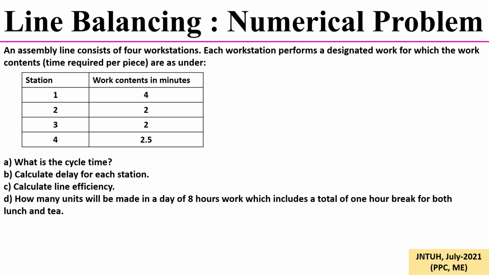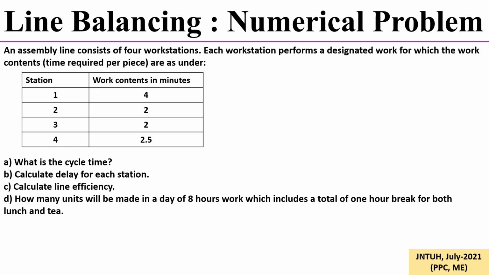In the present video, we will discuss the line balancing problem, which is given in the July 2021 mechanical paper from JNTU Hyderabad. Let's see the problem. An assembly line consists of 4 workstations. Each workstation performs a designated work for which the work contents are as under.